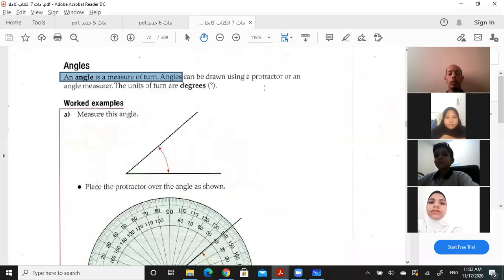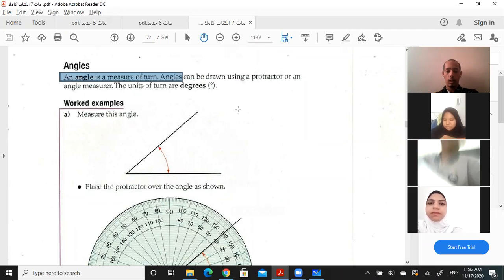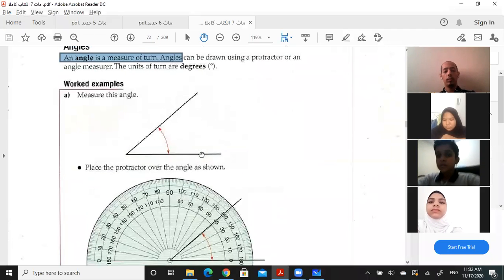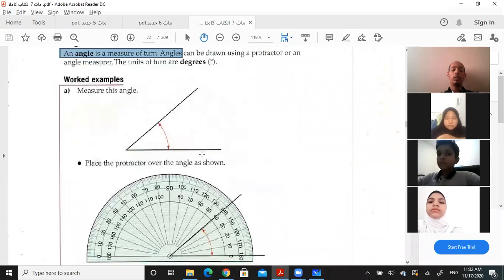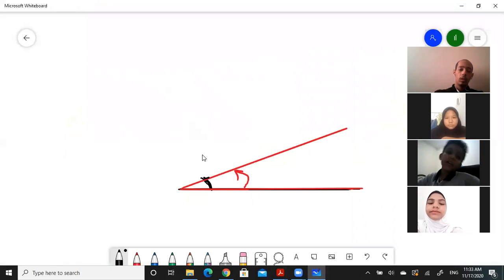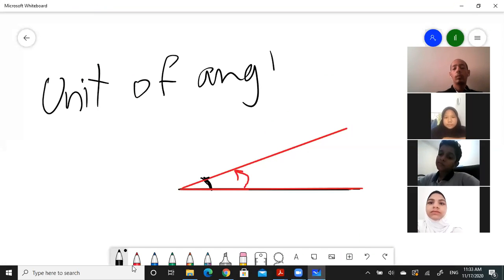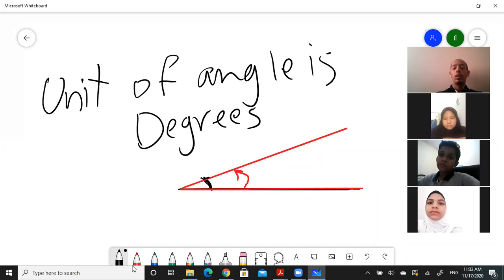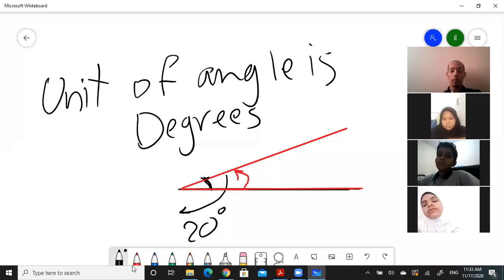So in fact, practically you can use the protractor to draw or measure an angle. What is the unit of angles? How do we measure angles? The unit of angle is degrees. For example, we say this is 20 degrees, like this.